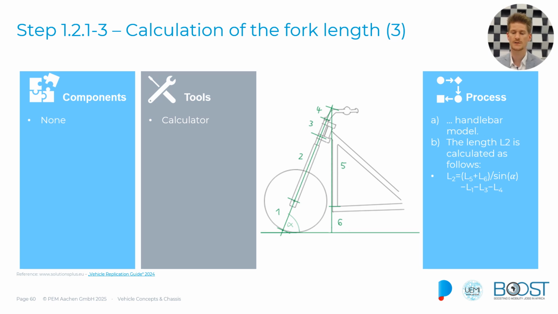And then the length L2 is calculated with that little formula over here. So L2 equals (L5 plus L6) divided by sine of alpha, minus L1 minus L3 minus L4. Again, the actual values might be different depending on the layout that you have chosen.